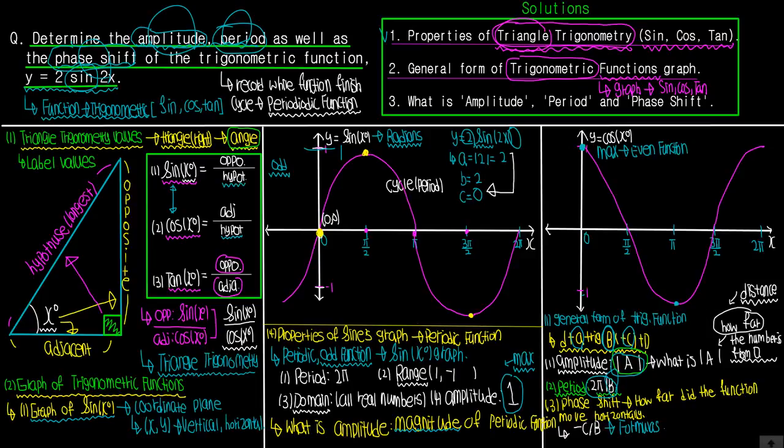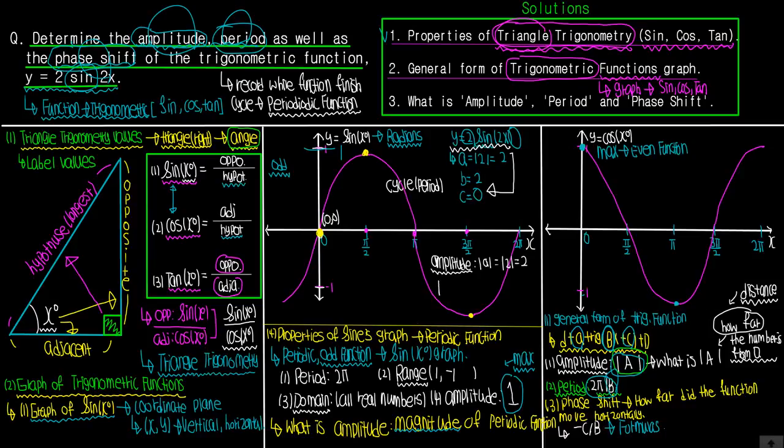Using these a, b, and c values, we can find the amplitude, period, as well as the phase shift. What is the amplitude of y equals 2 times sine of 2x? It is the absolute value of our a value. What is our a value? It is 2. So the absolute value of 2 is 2. Our amplitude in this case is 2.